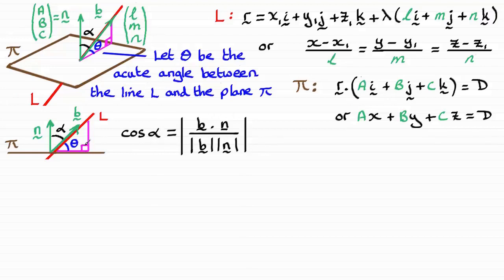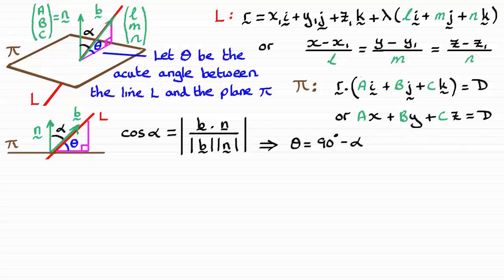And then once I've worked out alpha, it's a simple case of just taking it away from 90 degrees, or pi upon 2 radians if you're working in radians, to get the angle theta. If you're working in degrees, then it's just going to be 90 degrees minus alpha.